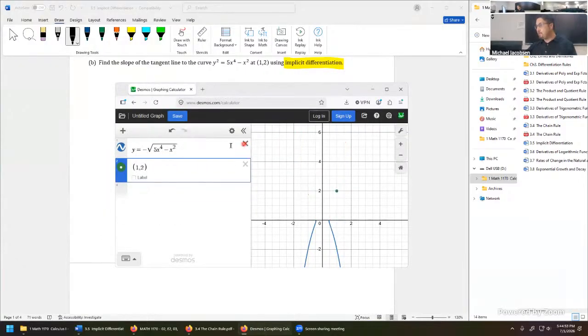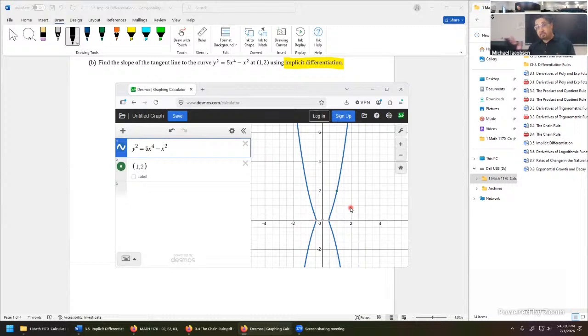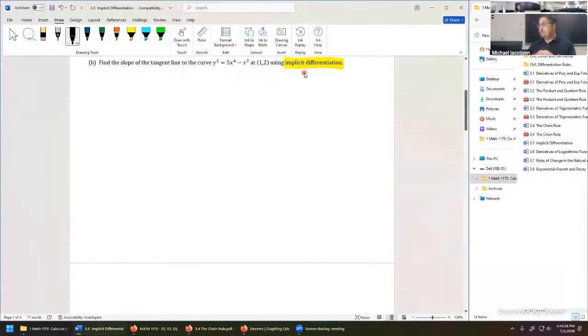So this time, we're going to just put in the curve y squared equals 5x^4 minus x^2. So that's our curve. It is not the graph of a function. It fails a vertical line test like we discussed, but it's a mathematical curve, and we can still address the question of what is the slope of the tangent line right at that point. So using implicit differentiation, here's what it's going to look like.